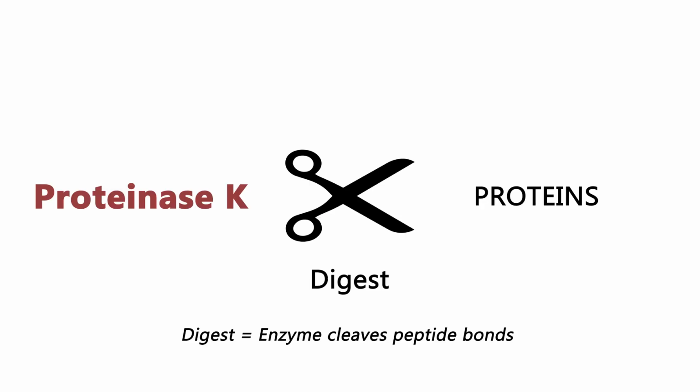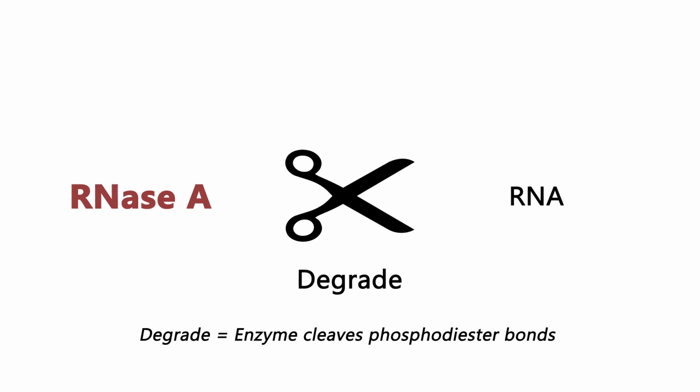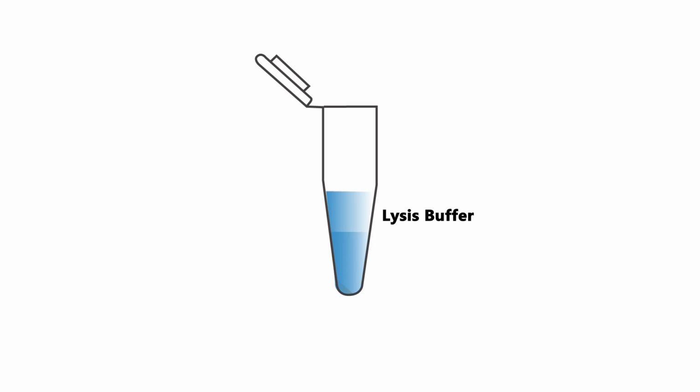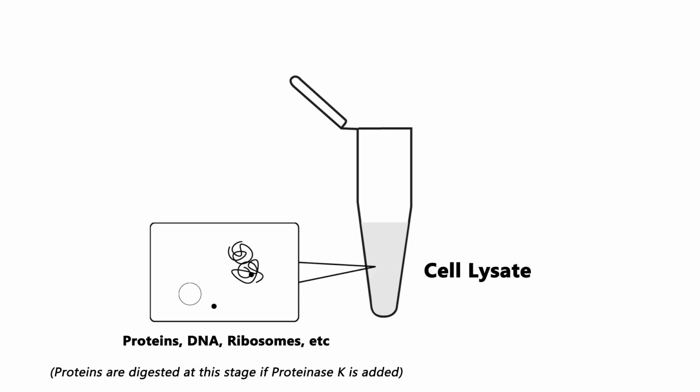Proteinase K is added to digest contaminating proteins in the cell lysate, while RNase A is added to degrade RNA, because when RNA is eluted together with DNA, it overestimates the DNA yield in downstream processes. When you add lysis buffer into your bacterial cells and incubate, this process frees up the intracellular components such as proteins and DNA. This end product is called cell lysate.